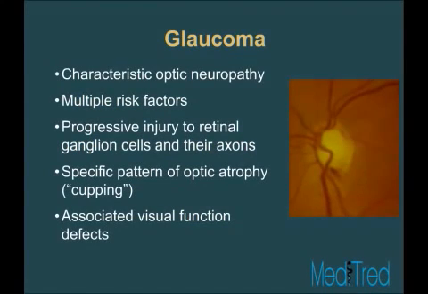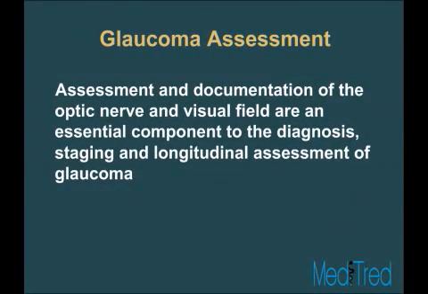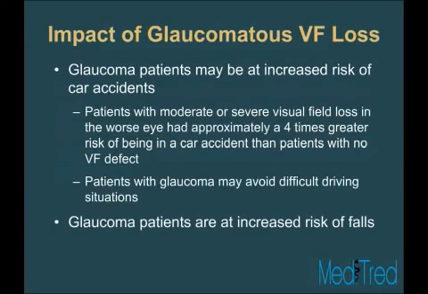We'll get started with a couple basics. As you should know, glaucoma is a characteristic optic neuropathy with multiple risk factors. There's progressive injury to retinal ganglion cells and axons, which leads to a specific pattern of optic atrophy, as well as associated visual function deficits. The assessment and documentation of the nerve and the visual field are essential to both the diagnosis as well as the follow-up and treatment of glaucoma. The impact of glaucomatous visual field loss is such that glaucoma patients can be at increased risk of car accidents, increased risk of falls, or trouble with other activities of daily living.